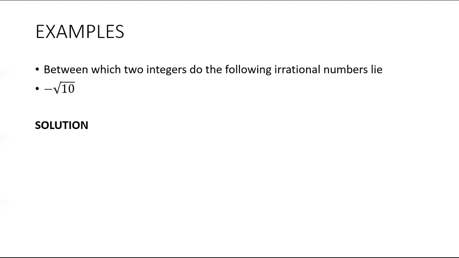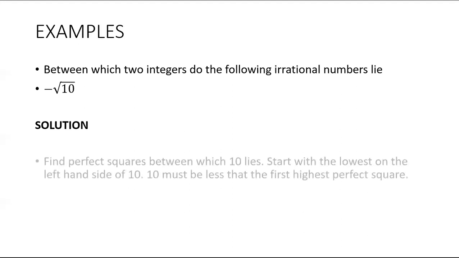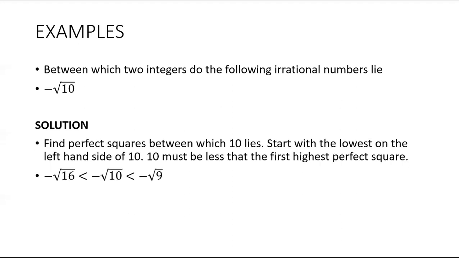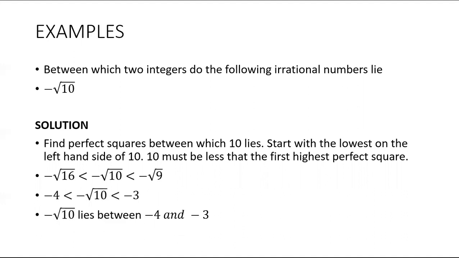In this case, the negative square root of 16 will be less than the negative square root of 10. And the perfect square to be less than 10 will simply be 9. That is because the negative square root of 10 will be less than the negative square root of 9. In this case, you just find the square root of 16 and 9. That will give you negative 4 and negative 3. Meaning that the negative square root of 10 lies between negative 4 and negative 3.